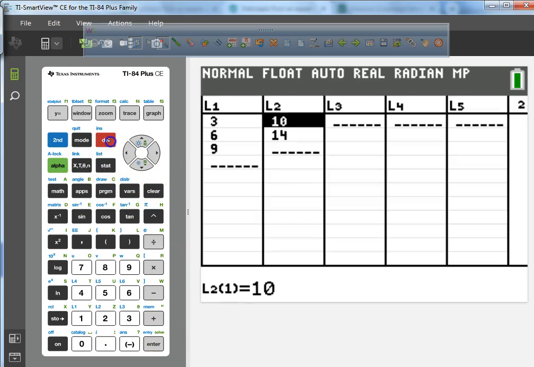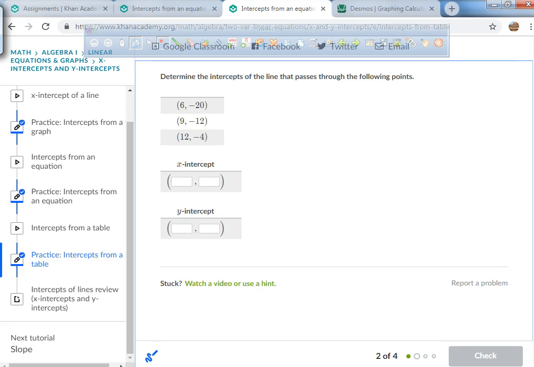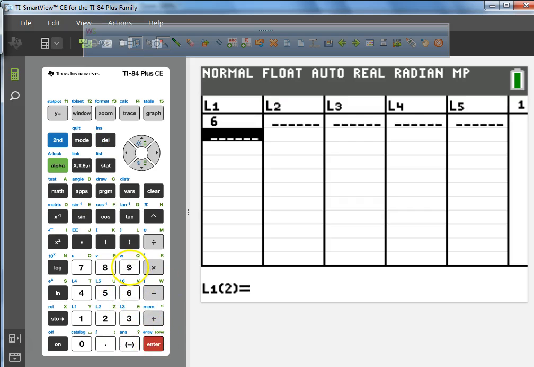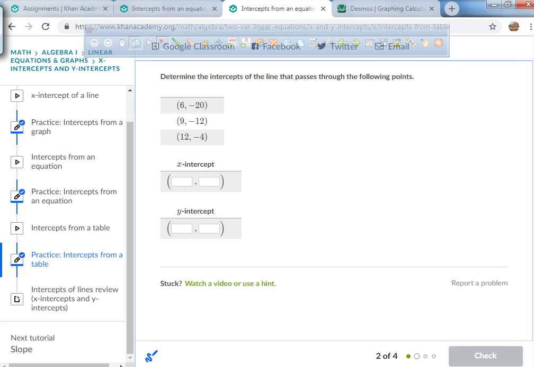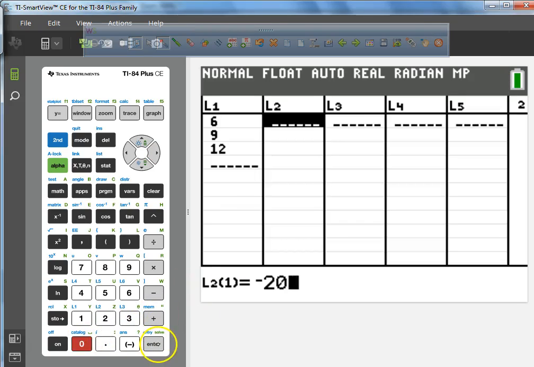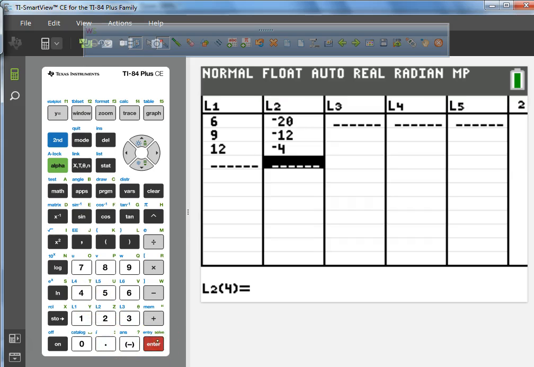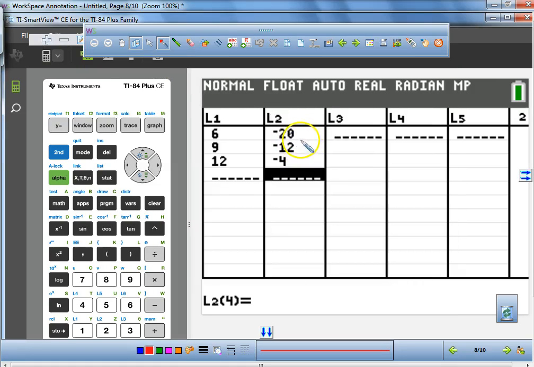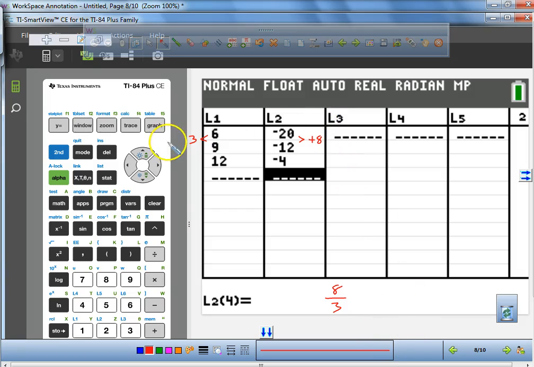Alright? So I'm going to hit stat, edit. I'm going to delete these. Go over here, delete these. I'm going to look at my numbers. 6, 9, 12. Then I'm going to look back at it. And -20, -12, -4. There we go. Alright, automatically you can interpret something real quick. You can see these are going up by 8s, and these are going up by 3s, so you know your slope's going to be 8/3. Okay? 8/3.